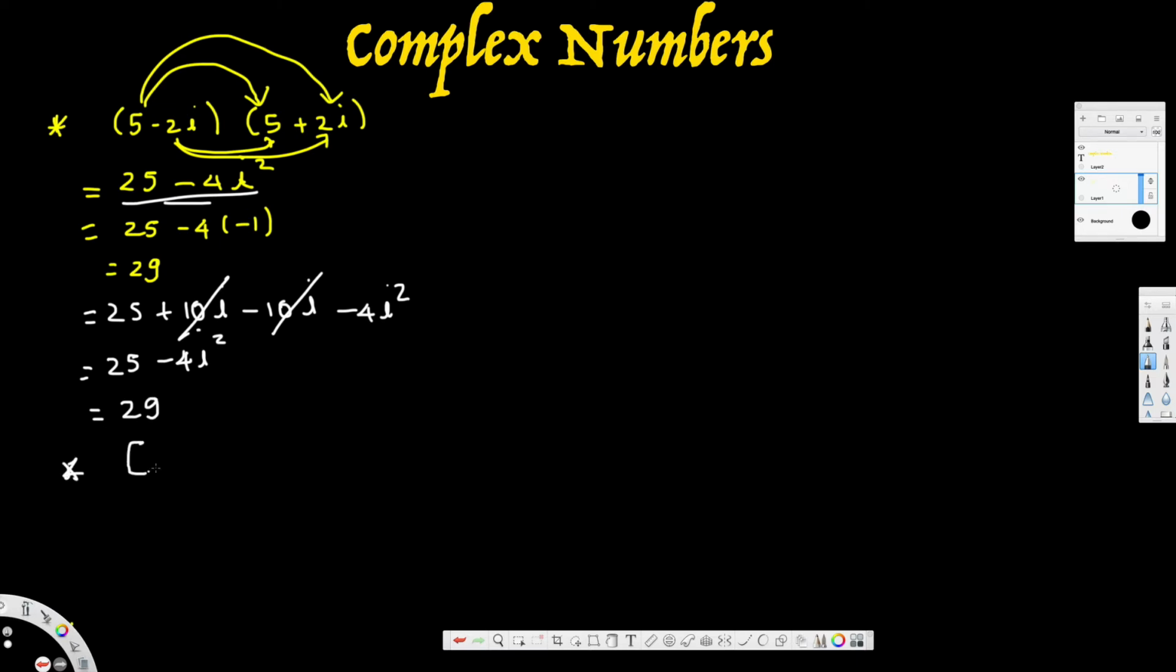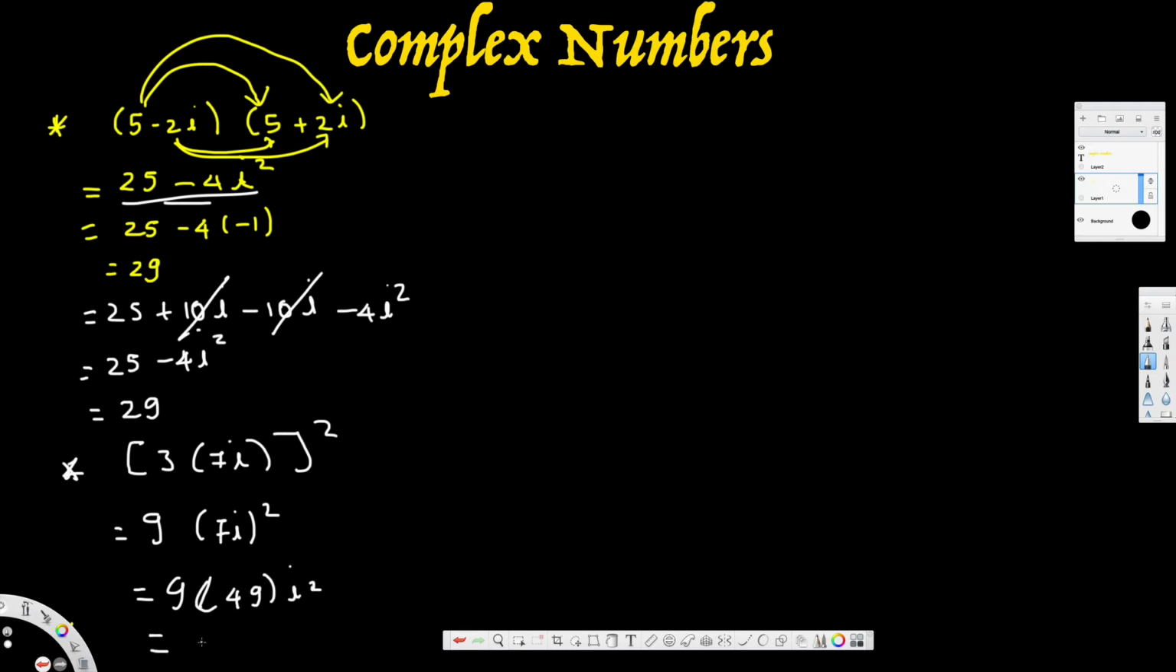Let's say we have something like this: 3 times 7i, whole square. Here the square is going to be distributed to the 3 and the 7i as well. So we are going to get 9 times 7i whole square, which is 9 times 49 times i square. 9 times 49 is 441. i square is simply a -1, so this is going to be negative 441. Now let's try a different example.